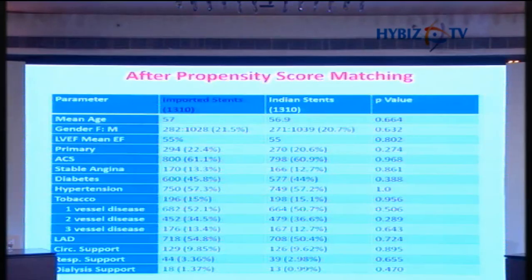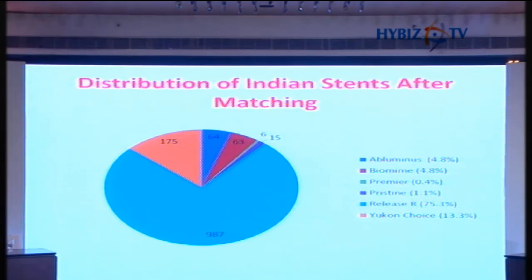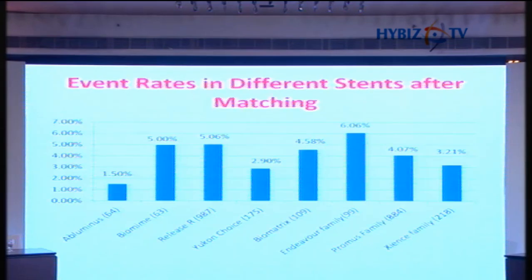So after doing this, as you can see the baseline, we have excluded nearly 500 of the Indian stents and about 200 and odd of the imported stents. We are left with 1,310 matched pairs. That means the patients are matched for most of the characters, all the risk factors and all the variables we gave. So you are seeing the rightmost column, there is no difference in the imported stent group versus the Indian stent group. So it almost resembles a randomized control trial. After adjusting for these risk factors, after the propensity score matching, there is not much difference in the proportion of the stents in both the imported and Indian stent group.